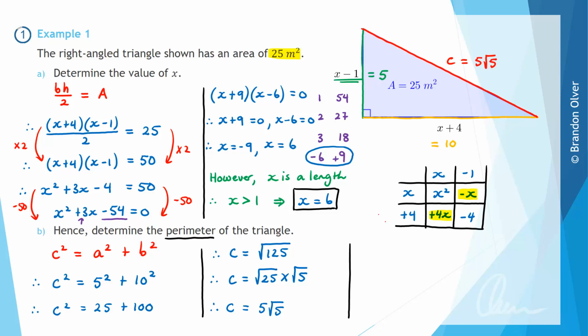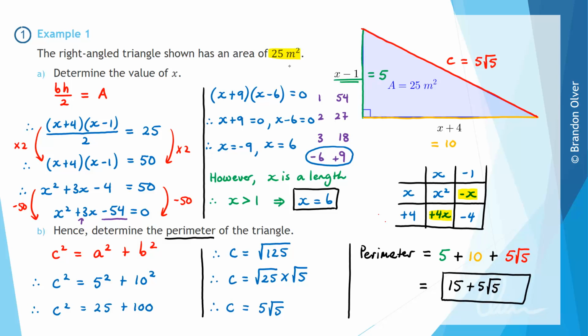So the perimeter, which is what we were asked to find, is going to equal the height of the triangle 5, and then we add on to that the base of the triangle, which is 10, and then we add on the hypotenuse, which is 5 times the square root of 5. So the perimeter is equal to 5 plus 10 is 15, plus the hypotenuse, which is not a like term to the 15, so they have to remain separate, and that is the perimeter. And because the perimeter was in meters squared, we know that this must be a length in meters. So that's the answer to example 1b.